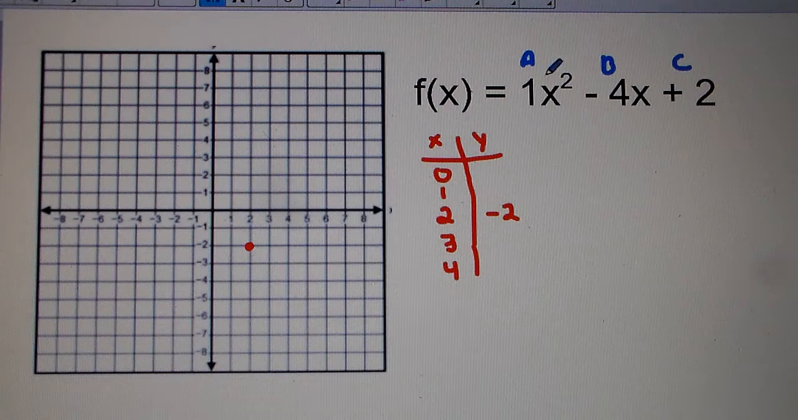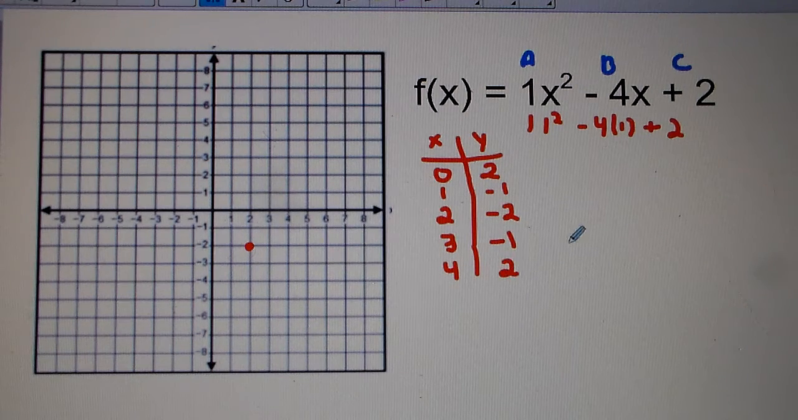So I put 0 in for x. 1 times 0 squared is 0, minus 4 times 0 is 0. 0 plus 2 is 2. So when I plug in 0 for x, we get a y value of 2. Now I'm going to put 1 in there. 1 times 1 squared is 1, minus 4 times 1. So 1 minus 4 gets us negative 3, and negative 3 plus 2 gets us negative 1. You can put this obviously in the calculator. We put in 3 into it, we're going to get negative 1. And we put 4 into the x values, and we're going to get positive 2.